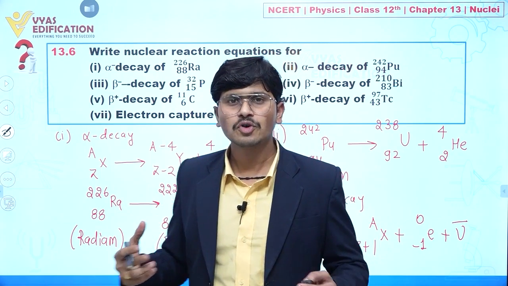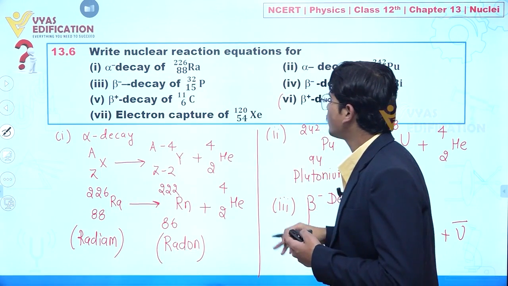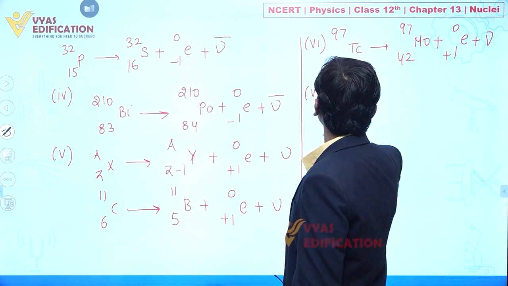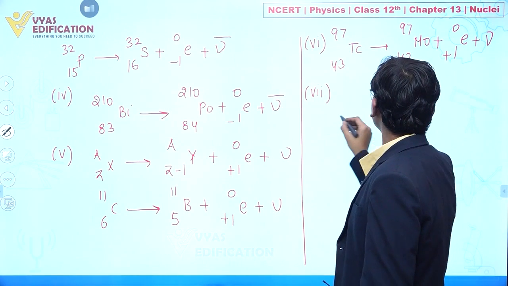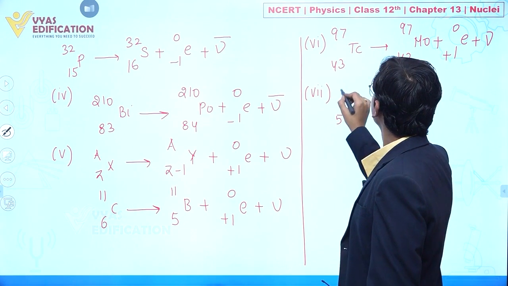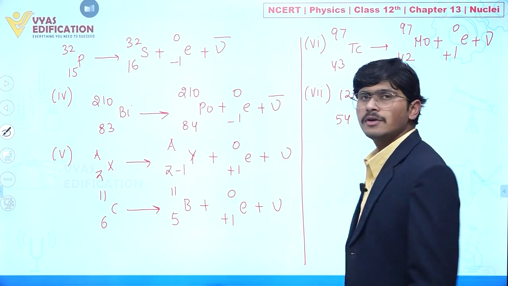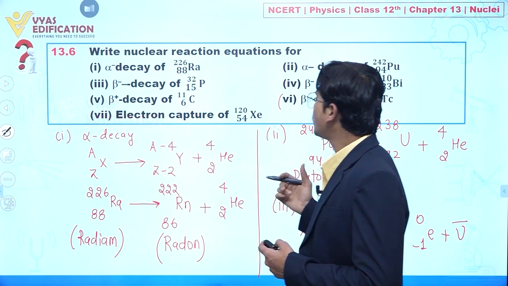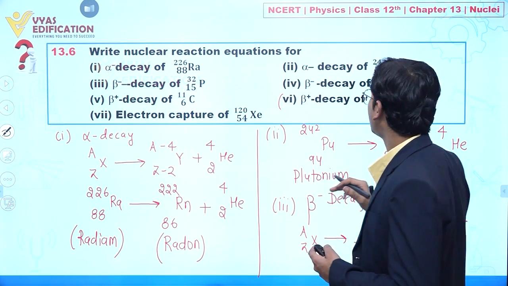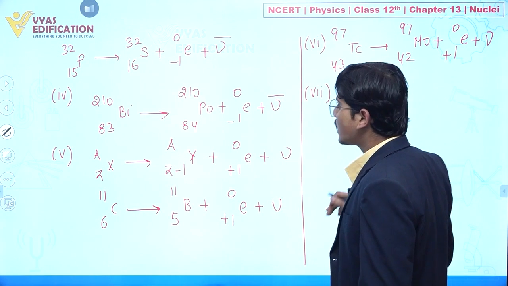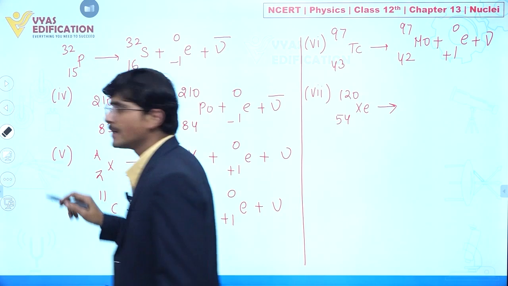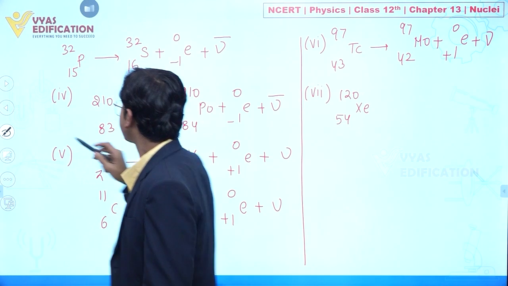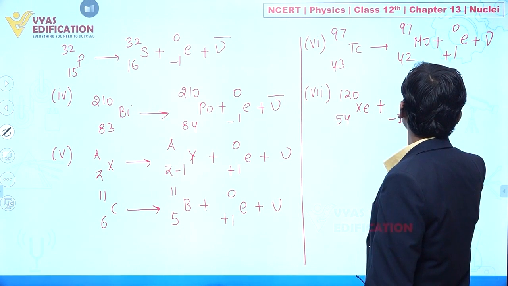Electron capture means to absorb an electron. So at that time what will happen, we have the nucleus of xenon, number 7th: 54 Xe 120. In this case I am talking about electron capture of 54 Xe 120. Electron capture means definitely one electron is added here, so we write plus minus 1 e 0.